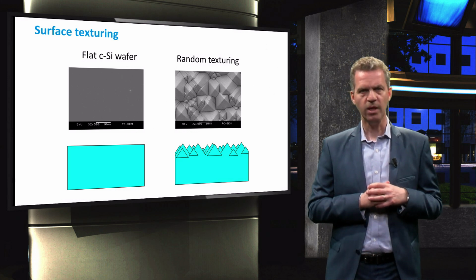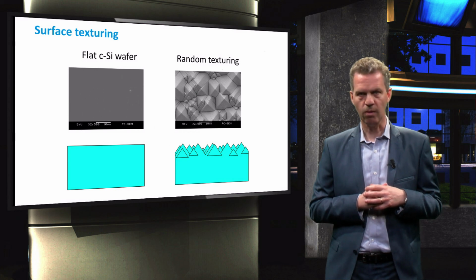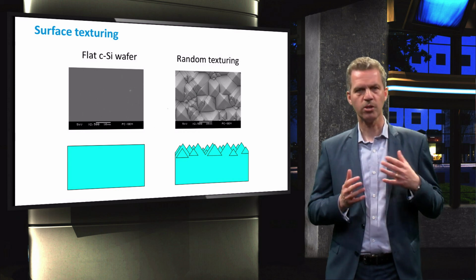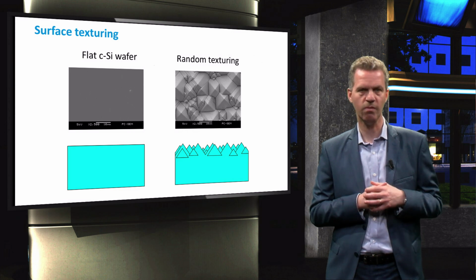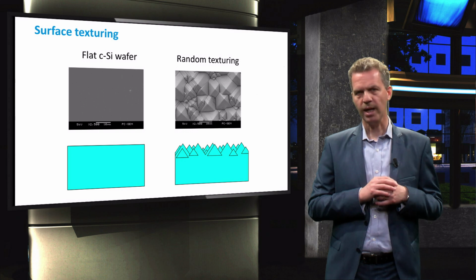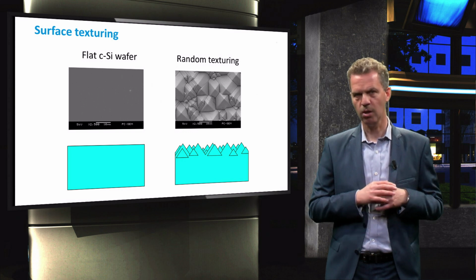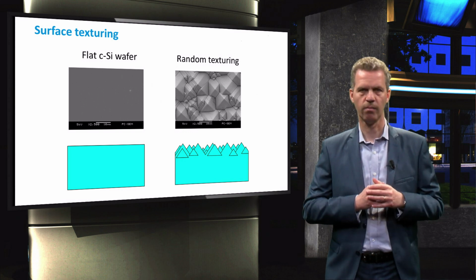However, if the feature size of the pyramid is smaller than the wavelength of the incident light, it will serve as a gradual increase of the refractive index and hereby reduce refraction, as I explained in the previous video. Random texturing hereby reduces reflection over a wide range of wavelengths.